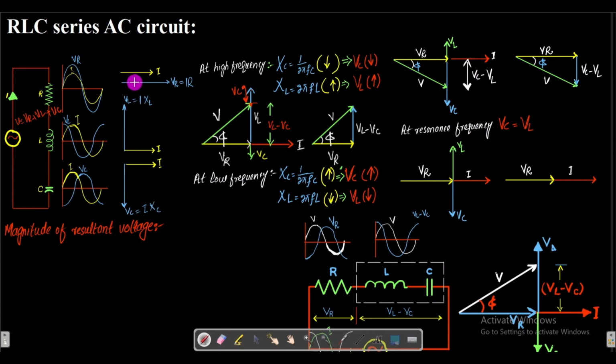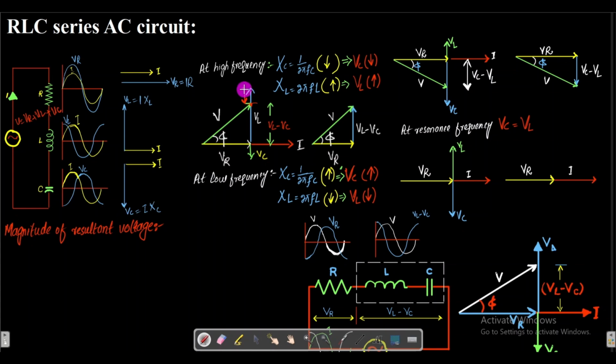For that I'm going to first take this vector and bring it here. Now we will take the tail of this second vector and put it at the head of that last vector, and it will give us this VL. This blue color is actually that VL. Now we will take this last vector and put its tail at the head of that last vector.